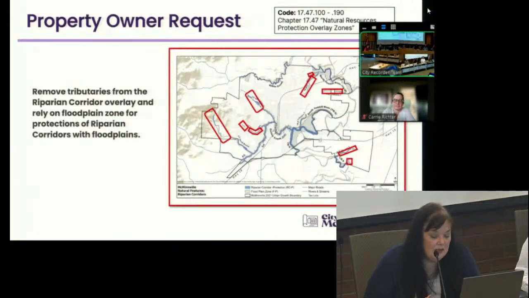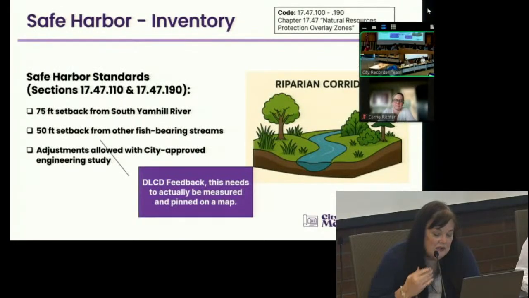And so we've had property owners come to us and say it doesn't make sense that we have to protect 50 feet from the bank of those if they aren't really carrying water and it's impactful to my property. Is there any other way we can look at this? So for the safe harbor, we're using the inventory that's already been provided. And we can adjust it based on a city-approved engineering study, so we could go 5 days in advance of the first public hearing. We did that.